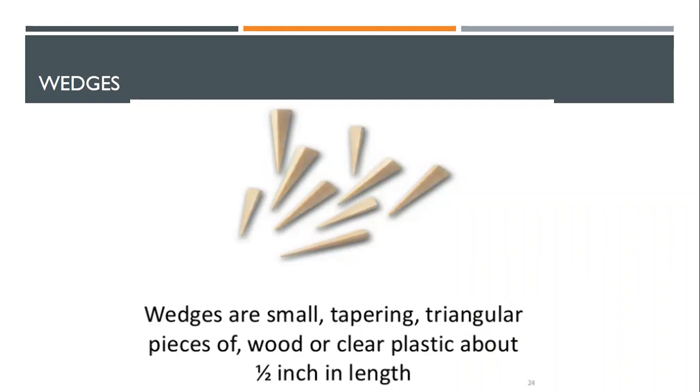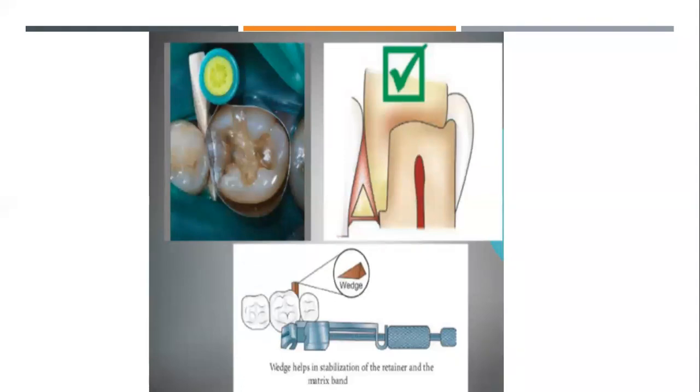So moving on, we'll discuss wedges. Wedges are small tapering triangular pieces of wood or clear plastic which are about half an inch in length. We have two types of wedges: the plastic ones and the wooden ones. Most preferably, we'll use a wooden one because wooden ones tend to absorb the saliva and help in better isolation. This is how the wedge has to be placed. As I told you, the base is always the gingival aspect. The wedge basically will help in stabilization of the retainer and the matrix band.